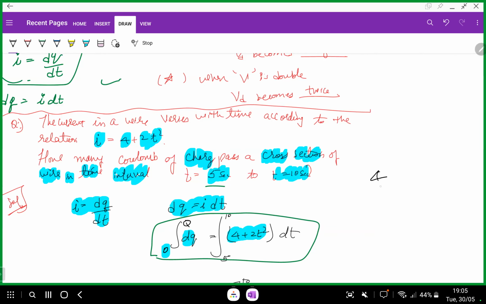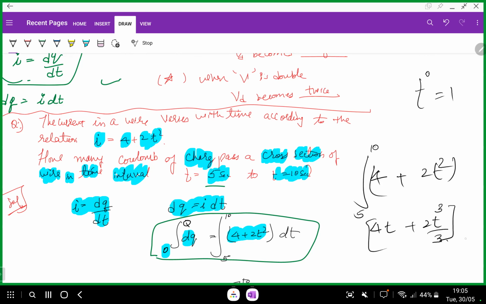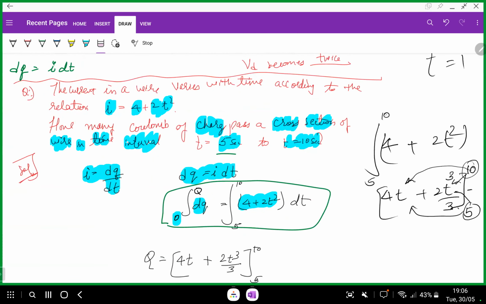Now we have the integration of 4 plus 2t square from 5 to 10. Whatever the limit is, let it be. Now the integration of 4 will be 4t, because here it is t to the power 0, and t to the power 0 equals 1. So instead of 1 we have replaced it with t to the power 0, plus 2t cube by 3. Then upper limit minus lower limit. So we substitute the upper limit in place of t and subtract the lower limit.